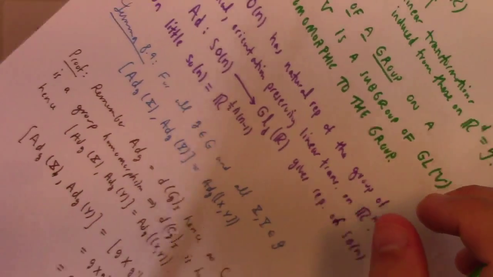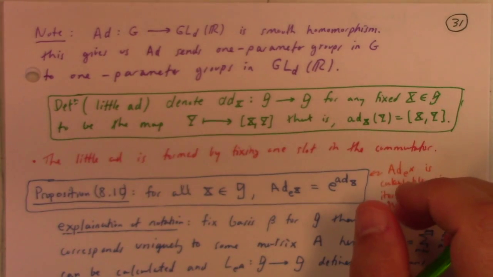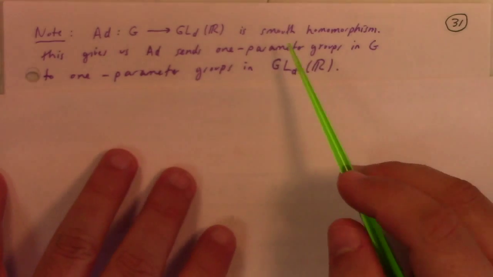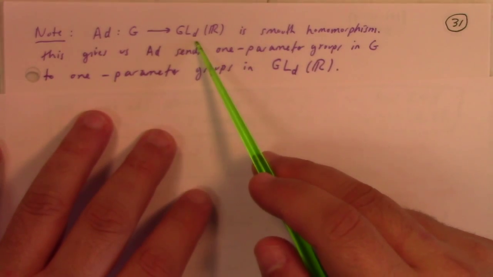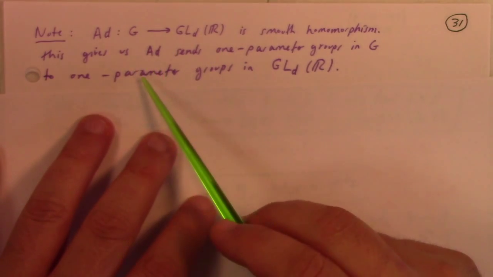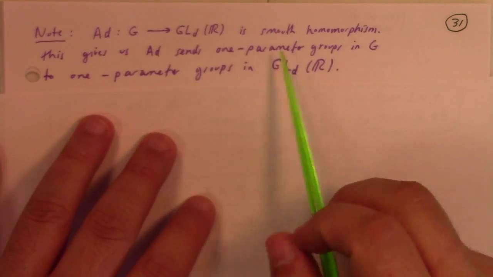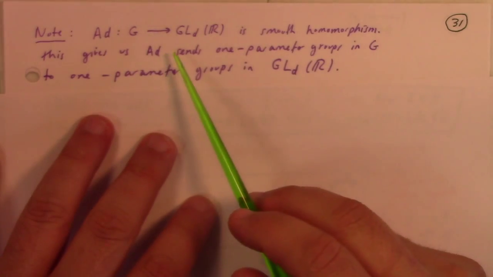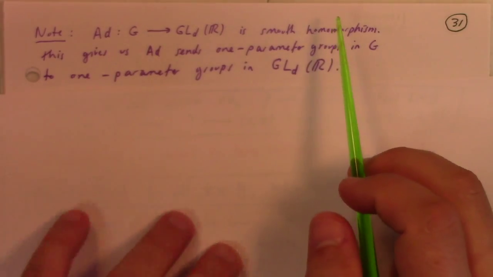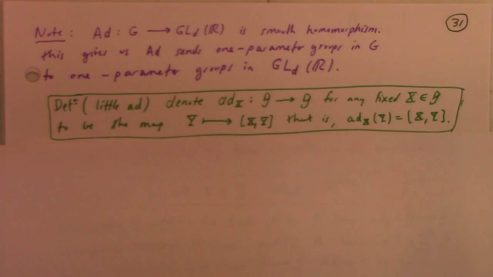Now, we should note that the adjoint, going from G to the general linear group of d by d matrices over R, is a smooth homomorphism, and this means that the adjoint sends one-parameter groups in the Lie group to corresponding one-parameter groups in the invertible d by d matrices over R.